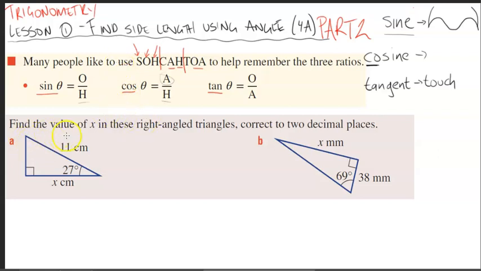So let's look at this question here. Find the value of x in these right angle triangles, and we know they're right angle because they've got that little square there to indicate that it has 90 degrees. We're going to correct this to 2 decimal places. In the first one, we're looking for this length here, which is x. We don't know what this length is, it's in centimeters, but what we do know is that the angle in here is 27 degrees, and this side here is 11 centimeters. Now the first thing we want to do is label the triangle.